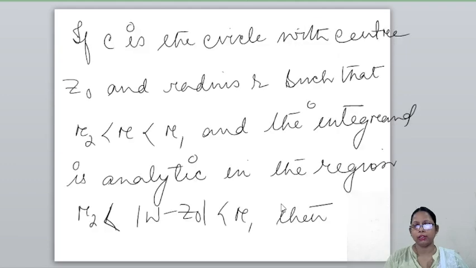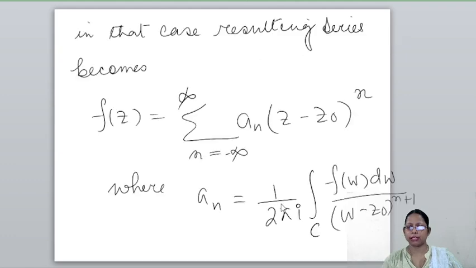So, since C is a circle with center z0 and radius r such that r lies between R2 and R1, and the integrand is analytic in this region, our Laurent series expansion is given by this formula. With that I would like to conclude. The remaining will be in the next lecture. Thank you.